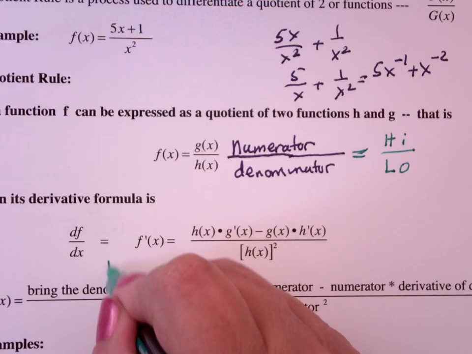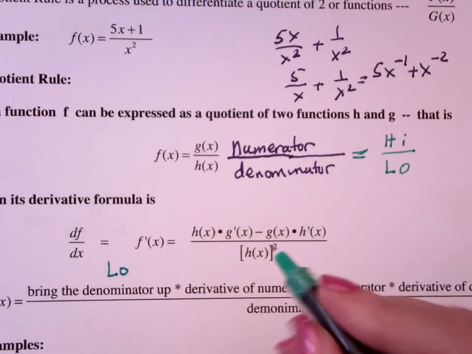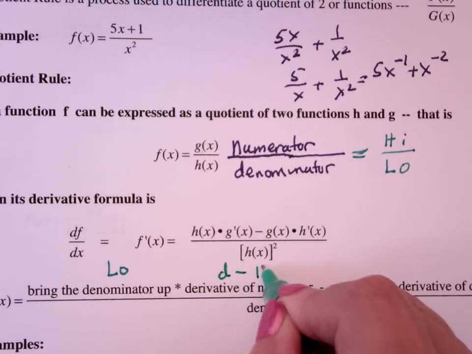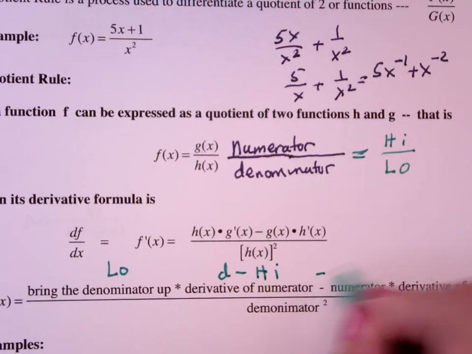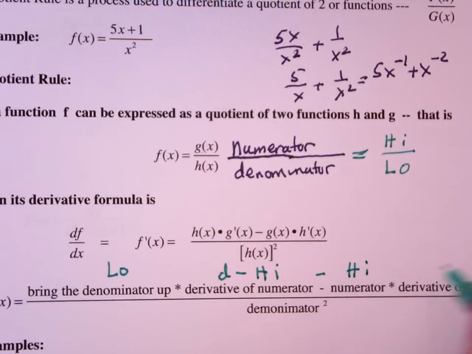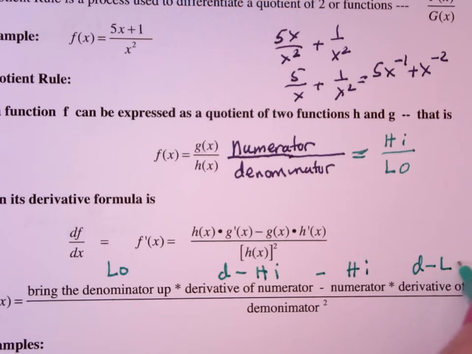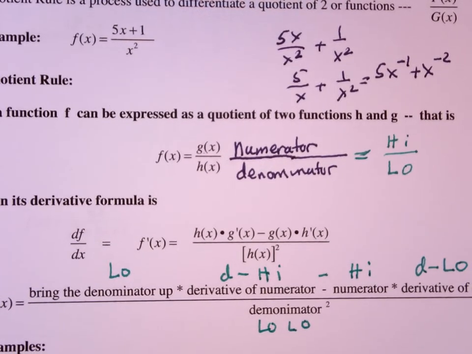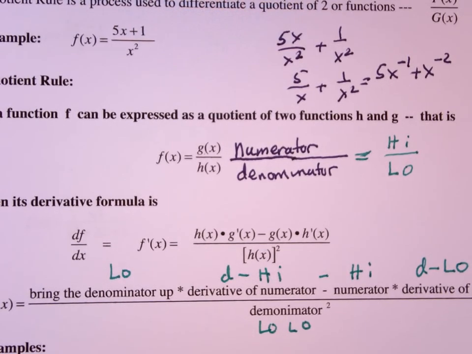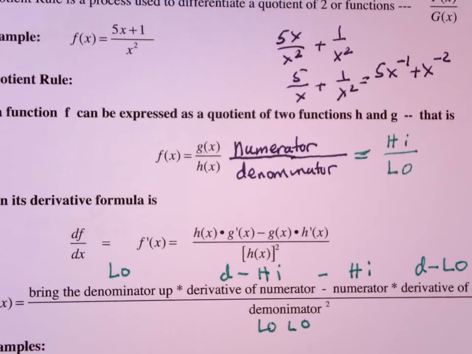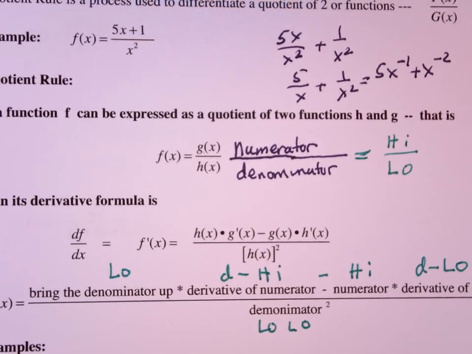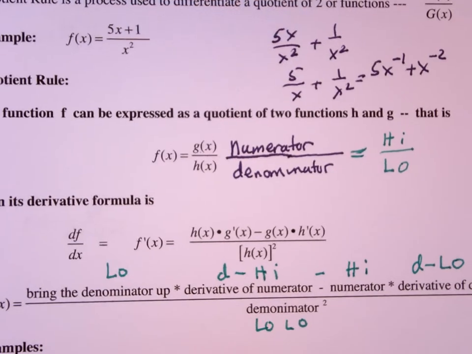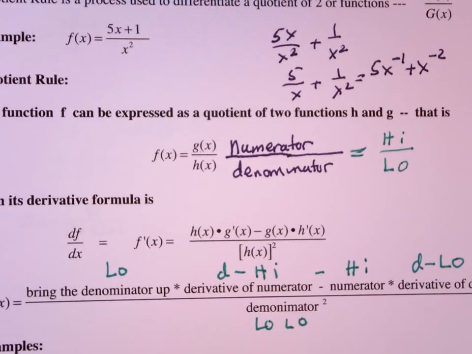And it is low D high minus high D low all over low low. The low is the denominator, the high is the numerator, so it's low D high minus high D low over low low. And I actually was watching videos the past couple of days in which that's what they did. So, yeah, that's a yodel.